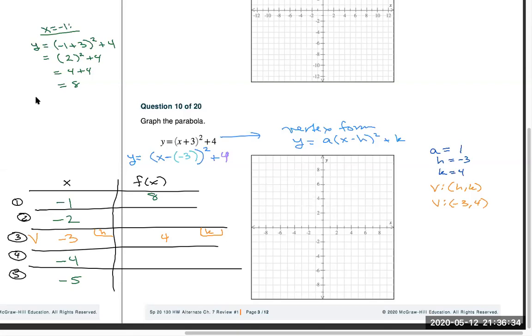Let's check when x is -5 to make sure that we get the symmetry we're looking for. So we have -5 plus 3, the quantity squared, plus 4. That gives me -2, the quantity squared, plus 4, and that's why this works. Because we, again, get 4 plus 4, which is 8. And there's the symmetry we're looking for. So we'll just go ahead and plug in for the rest here. We have -2 plus 3, the quantity squared, plus 4. That should give us 5. So we should also get 5 when we plug in -4.